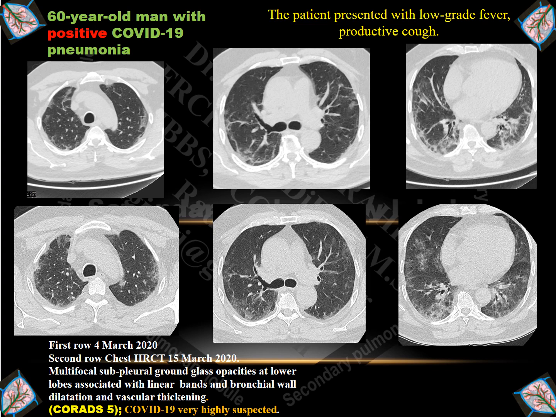This is another patient, 60 years old, showing in the first study multifocal ground glass opacity in the subpleural distribution, which is stable or slightly responding in the next study done after 11 days. This patient has a confirmed diagnosis of COVID-19.